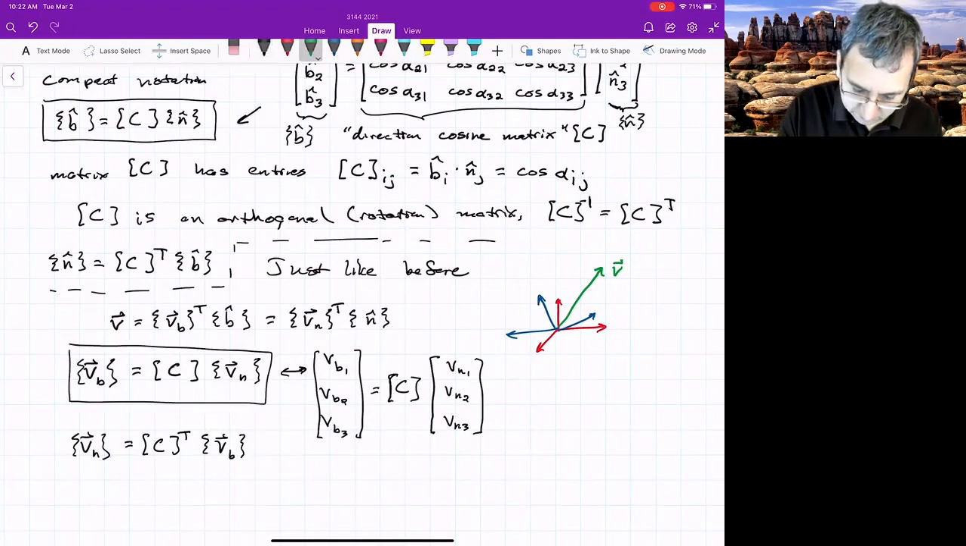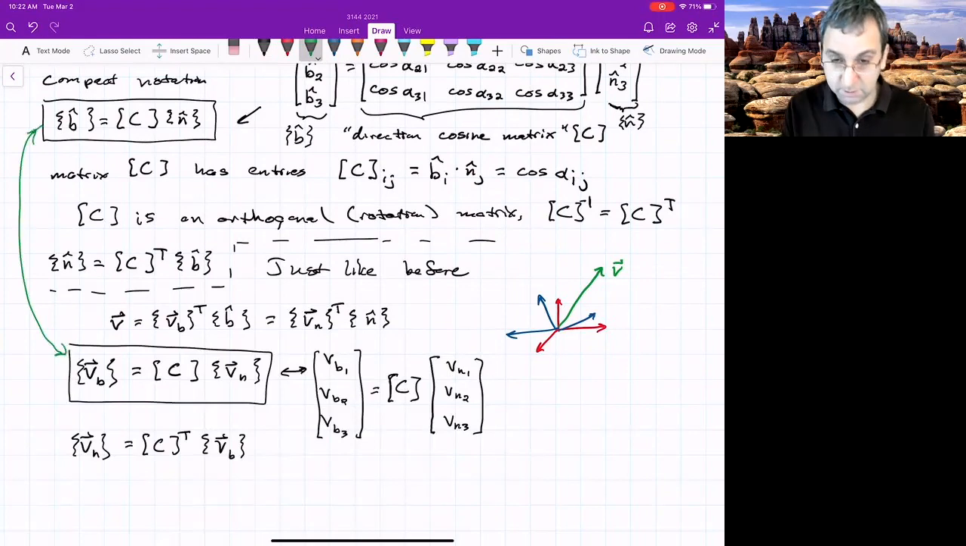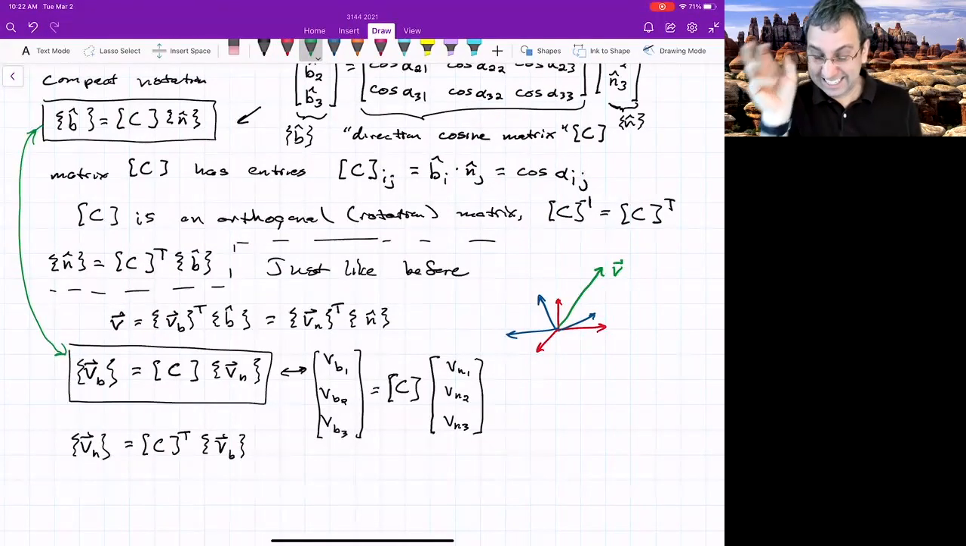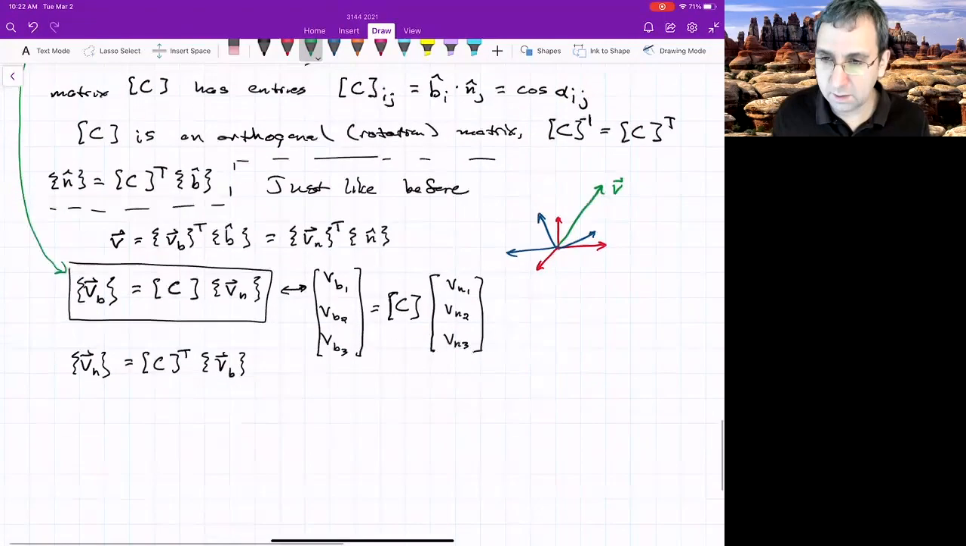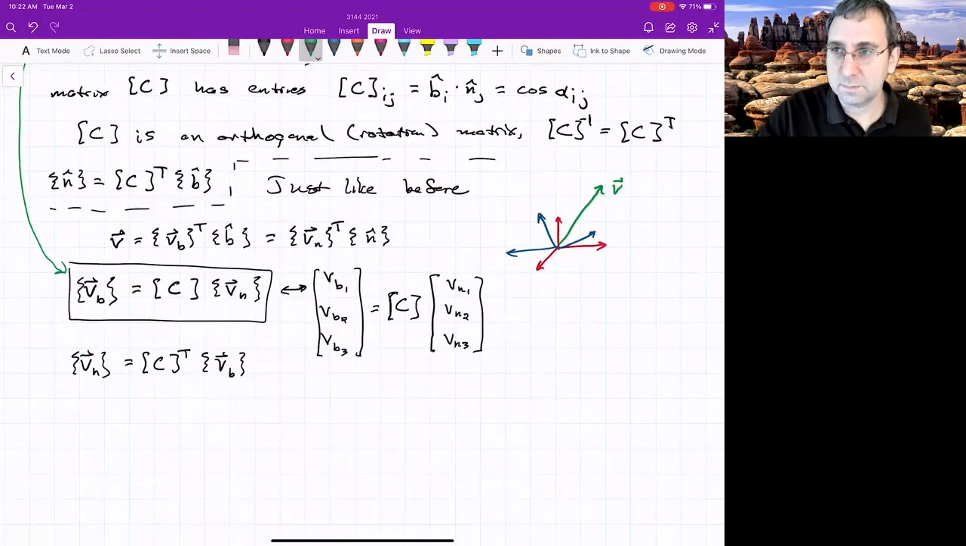But there's some nice parallelism between these two that I'm connecting with a line, right? The B frame equals the C matrix times the N frame, and the components of a vector seen in the B frame equal the C matrix times the components of the vector seen in the N frame. So that's nice. It makes it easier to remember, I think. All right, good. Now there's another property of these matrices that we need to think about.